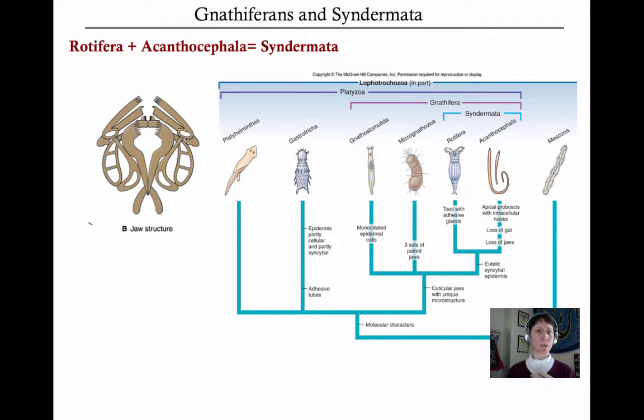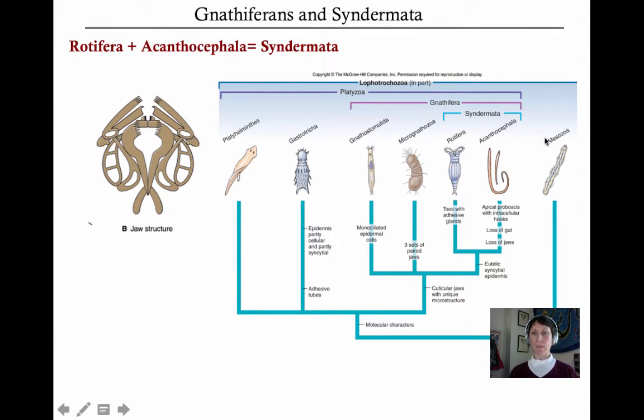Here's a stylized picture of the jaws that these organisms may have, or something like it. They say with unique microstructure, and it basically means they're funkadelic, really bizarre. They have lots of little teeth-like structures or pointy structures that are made for chewing up their food items. So all of the Gnathifera are characterized by cuticular jaws with unique microstructure.